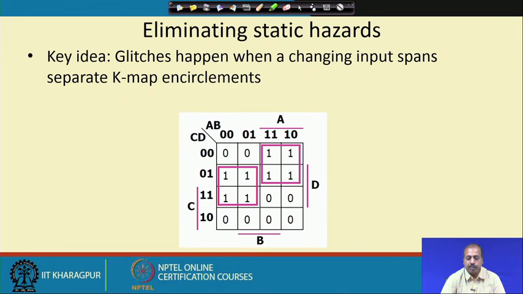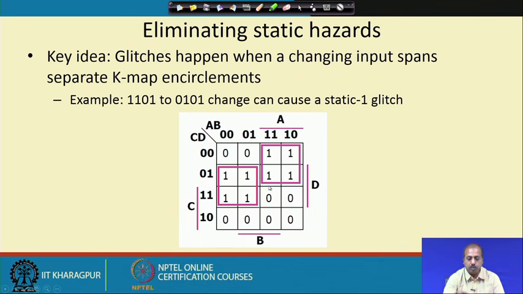The key idea for eliminating static hazard is that glitches happen when a changing input spans separate K-map encirclements. If you are going from, say, this box to this box, you are changing some input so that it goes from this circle to this one. In between it may go through some 0 state, as a result the circuit output may become 0. So, that is the key point.